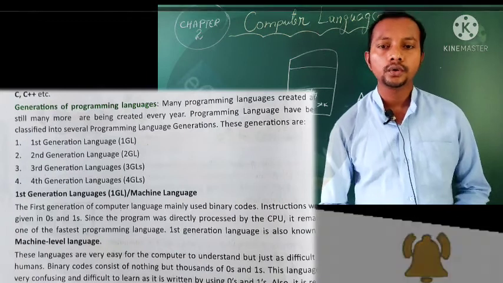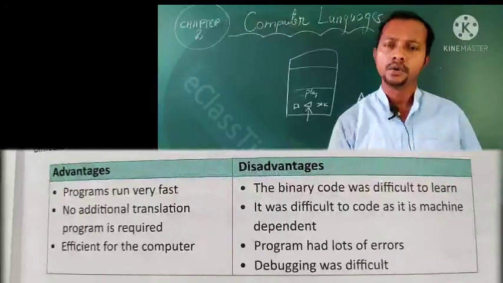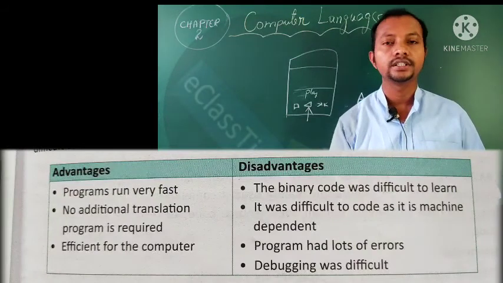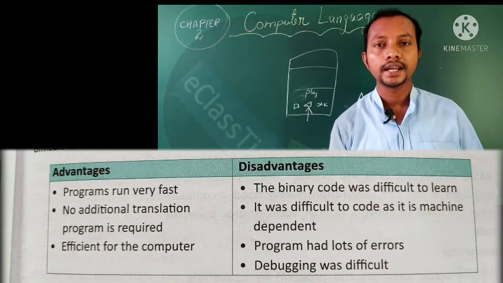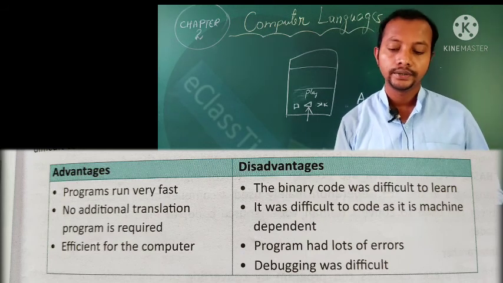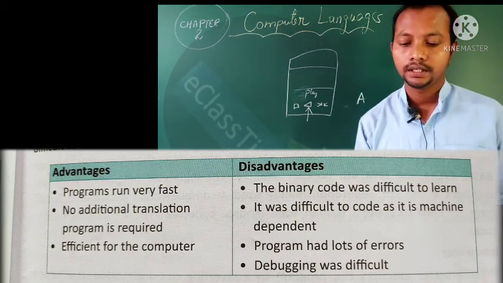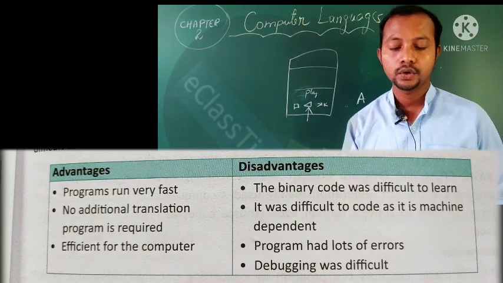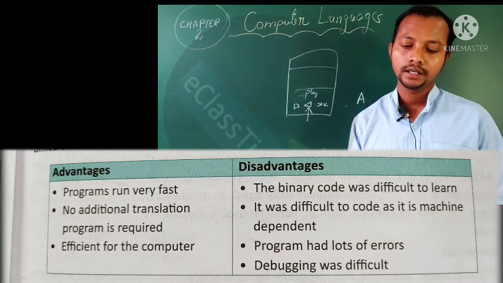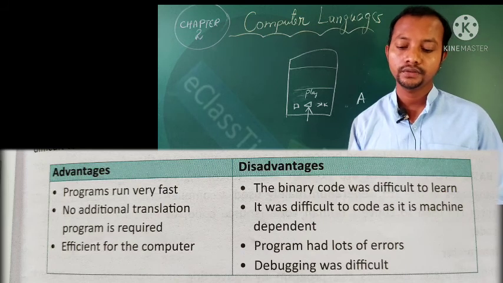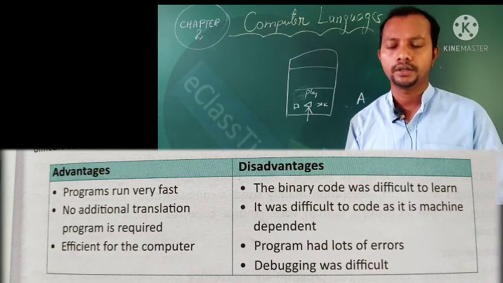Now these binary codes, or machine level languages, have some advantages and disadvantages. We can see them on the screen. On the good side, the program was very fast. There was no additional translation. Nobody was required to translate the language, and it was efficient for the computer. It was quite easy for the computer.